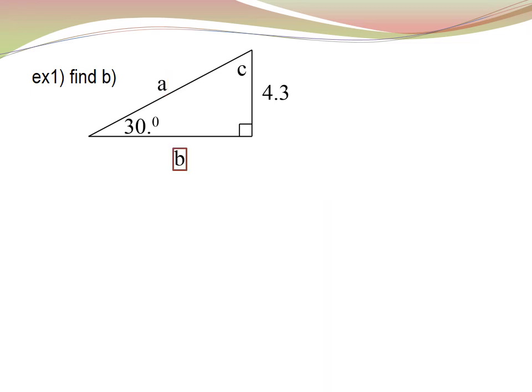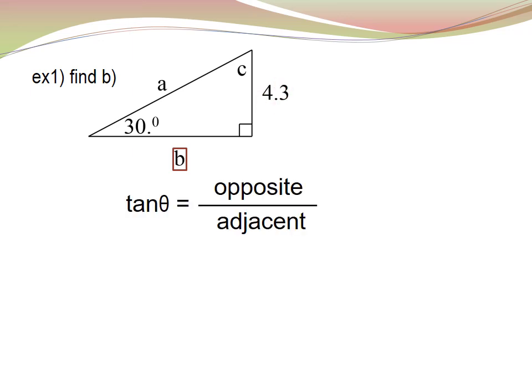Example B. I'm looking for B. The angle is 30 degrees. That makes this the adjacent side. And I've been given the opposite side, which is 4.3. So the angle, adjacent, opposite, I'm looking at tangent. So tan theta equals opposite over adjacent. I'm looking for the adjacent side. So I need to get adjacent by itself, and I need to, once again, get it off the bottom.